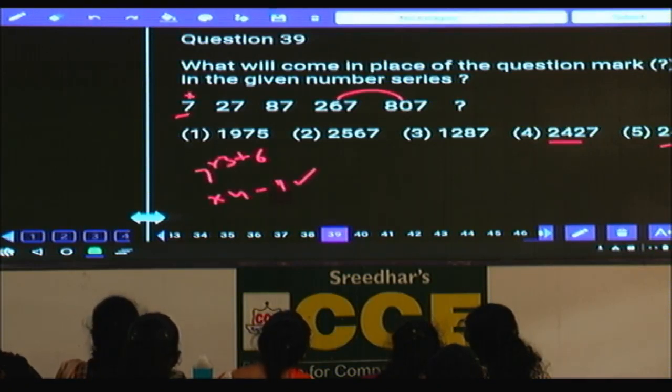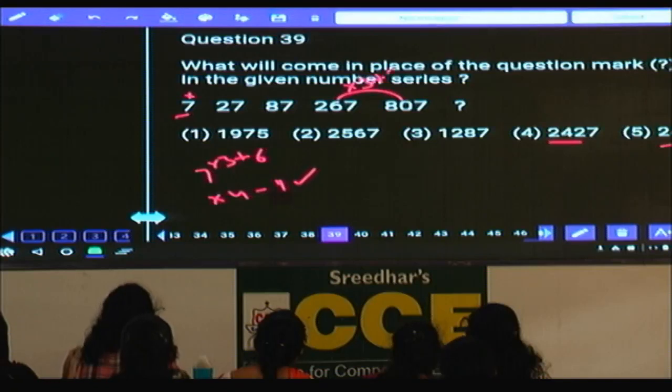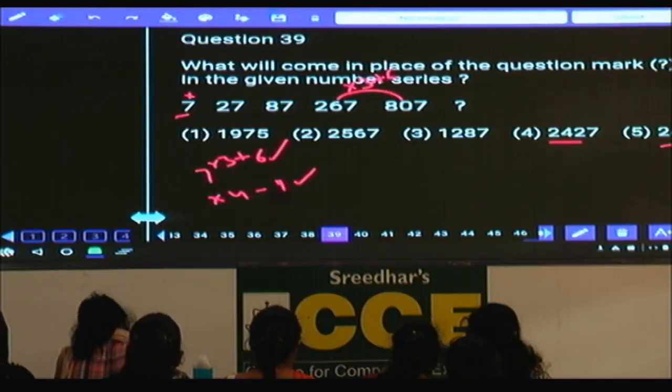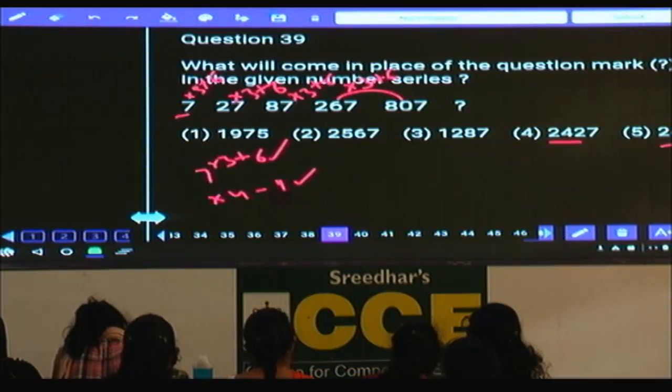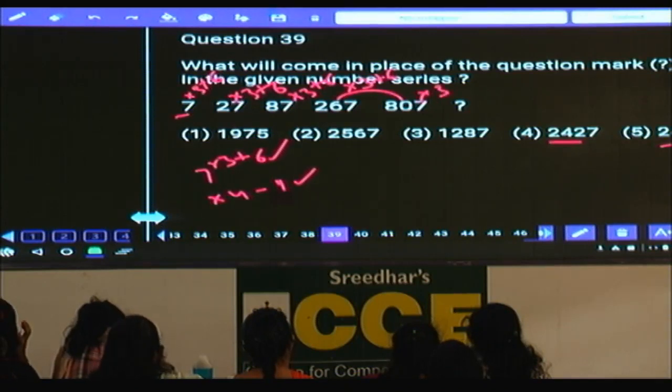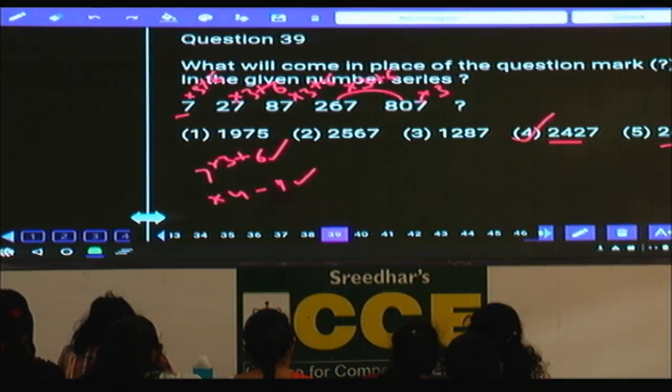Now in this one 267 and 807. Now here it is multiplied with how much? 267 into 3 plus how much? 267 into 3 will be 801 plus 6. Here plus 6 came, so here also it must be plus 6. Into 3 plus 6, into 3 plus 6, into 3 plus 6, does it fit or not? And next one into 3 plus 6. 7 into 3, 21 plus 6 is 27. What is your answer here? 2427, choice 4.